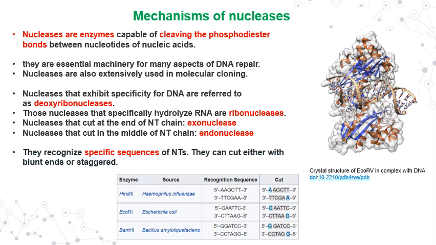So here, a bit on the function of nucleases. Nucleases are proteins, those are enzymes, that are capable of cutting DNA or RNA at specific sequences. The nucleases that cut DNA are called deoxyribonucleases. The nucleases that cut RNA are called ribonucleases. The ones that cut at the ends are called exonucleases, and the ones that cut in the middle are called endonucleases.